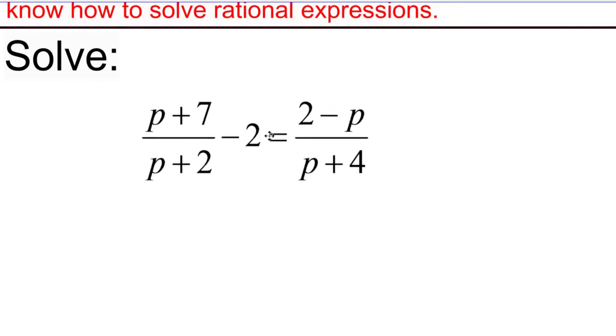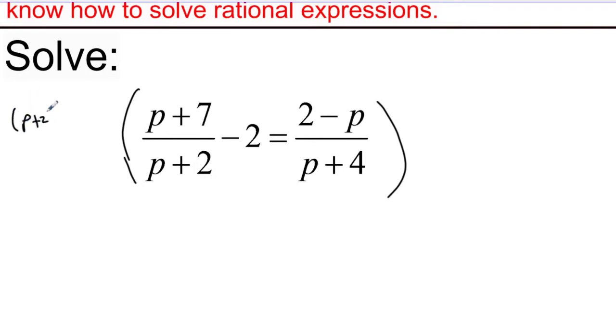So again, I'm going to move this over because we're going to multiply it by something. If I'm going to multiply this, I'm going to get rid of all of the denominators. I need to multiply by all of the unique denominators. So I need to multiply by a p plus 2, which is going a little off my screen there. You can't see that. So a p plus 2. And I need to multiply by a p plus 4 to make that one go away. So this is my multiplication problem.